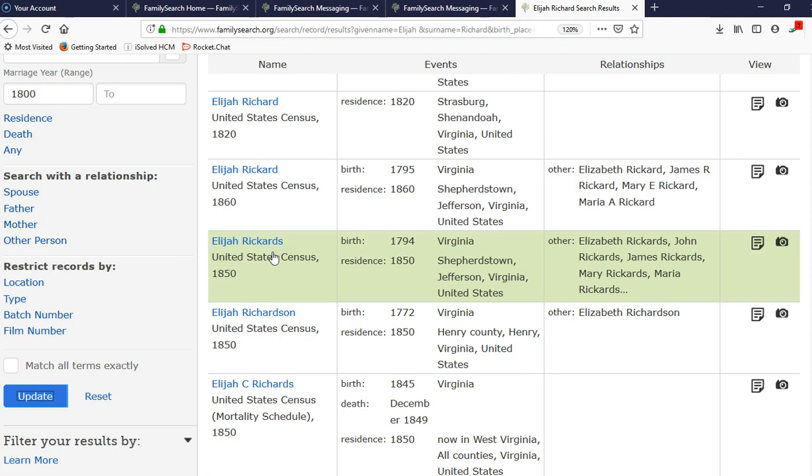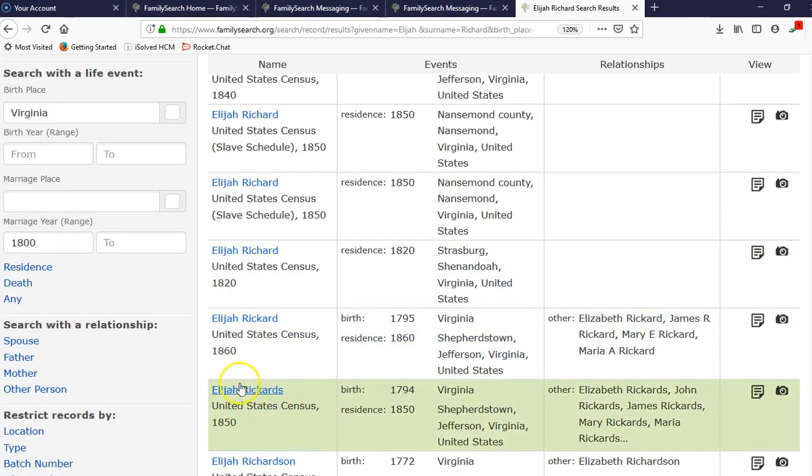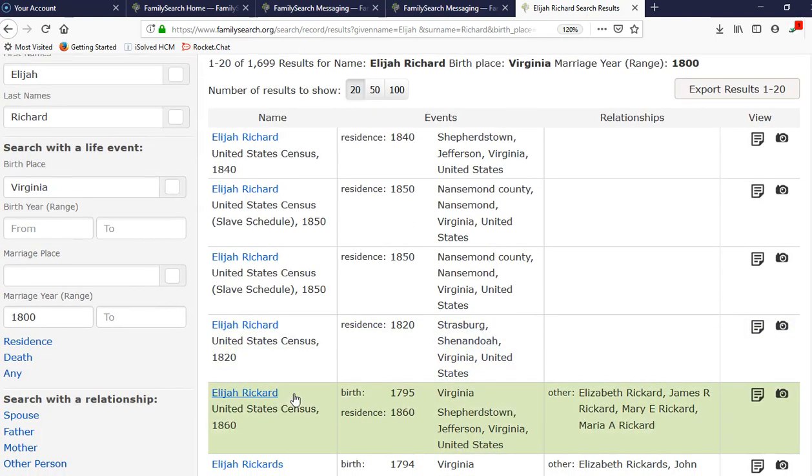A lot of times I'm thinking with my Richards lines that they may have been German, which then it would probably have been Reichert, but then it was anglicized to Richard. Stuff like this makes you really think of it that way. But there's just lots of different things you can do.